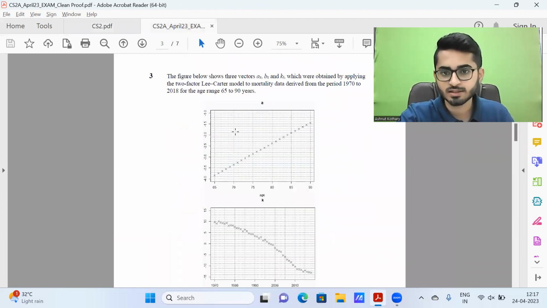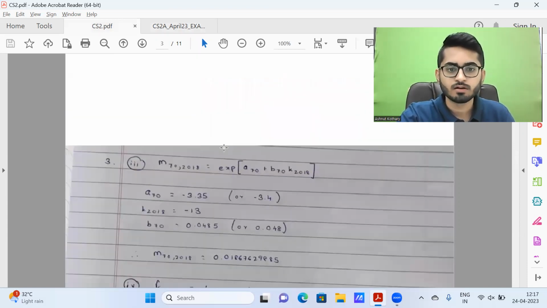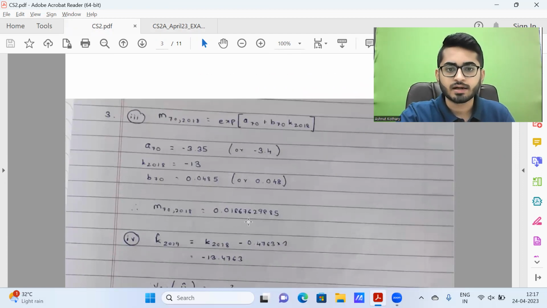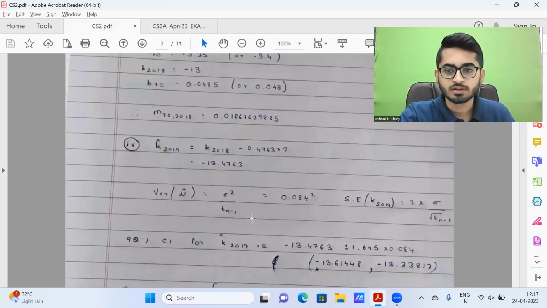Question 3, mortality projection. Again, one of those chapters which some of you might have skipped, along with, let's say, machine learning or the popular EVT, because these are new topics which have been introduced on top of what was already there in CT4 and CT6 as part of the CS2 curriculum. So over here, let's just take the numerical part. Part 3, I'm getting it to be 0.018676, and then part 4.